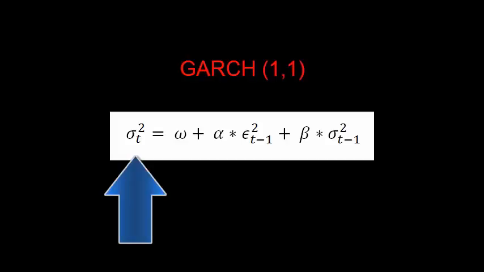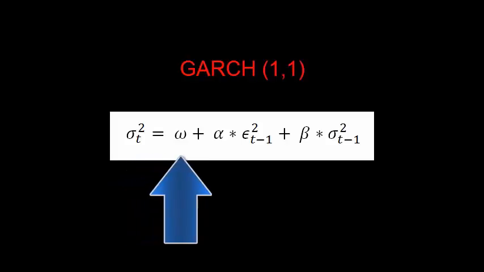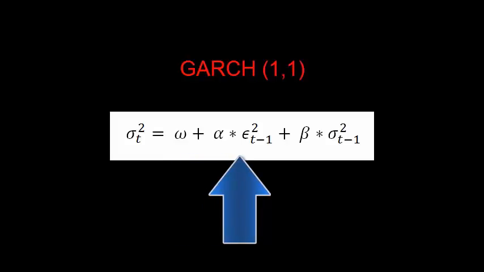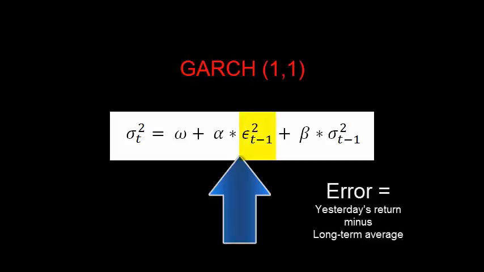The left-hand side is the current time period t's volatility squared. On the right-hand side, the first term in the model can loosely be understood as the long-term average volatility. This would be the closest equivalent to a traditional unconditional volatility. The second term implies that the current volatility level is related to the previous time period's squared error. Error here is simply a deviation from the mean. In other words, yesterday's return minus the long-term average return, squared.